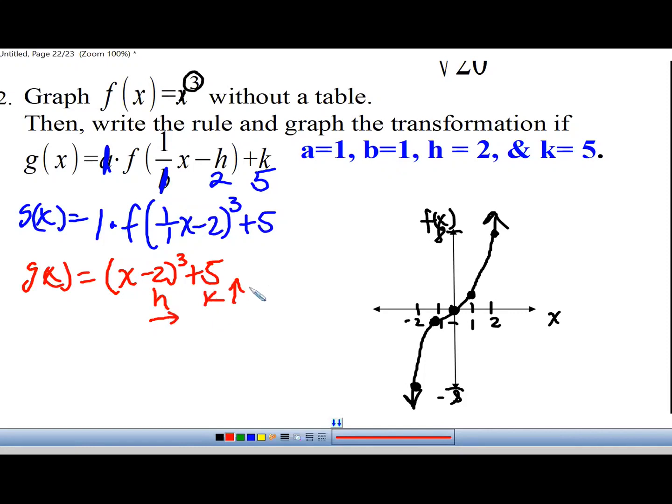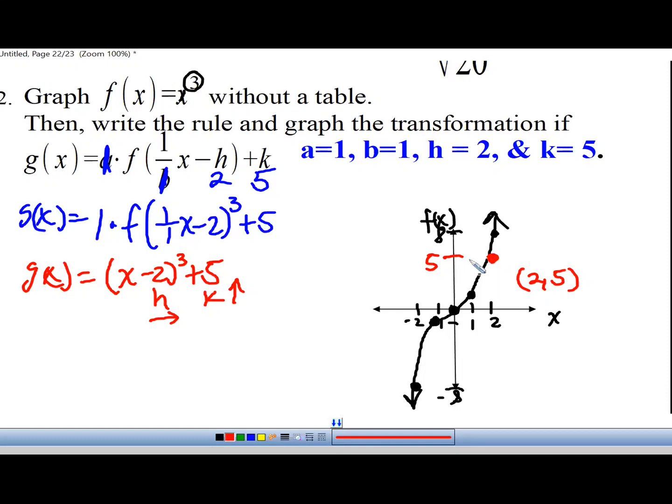Okay, now check this out. I've been saying on the warm-up, now we're going to focus on this point right here, the point 0, 0. Let's call it the vertex for right now. The point 0, 0 right here, guys, I'm going to move it according to H and K. So I'm going to go 2 to the right and 5 up. So it's going to be somewhere around right there. 2 to the right, 5 up. So now that point is at 2, 5.